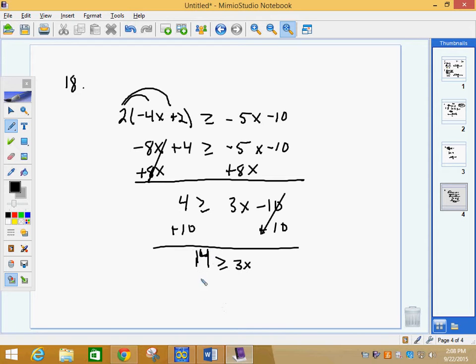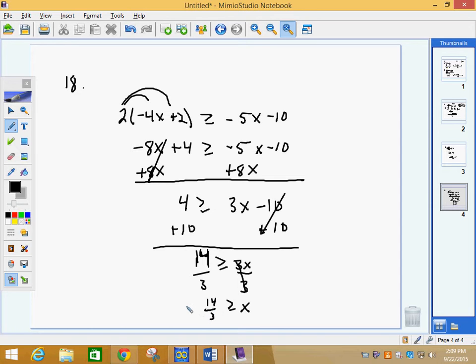That is a 14. So now I have 3 as being multiplied with x. So to get x by itself, I must divide by 3. On both sides, I divide by 3. This becomes 1, or just 1x, less than or equal to. And 14/3 is an appropriate answer.